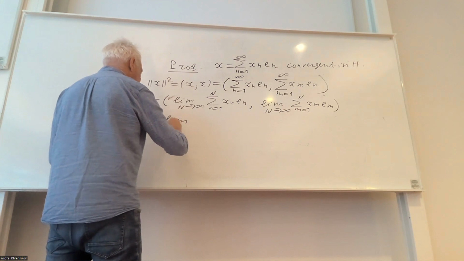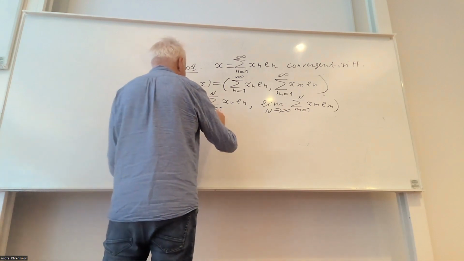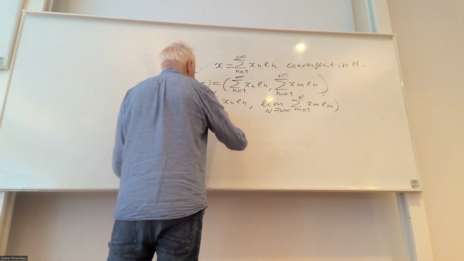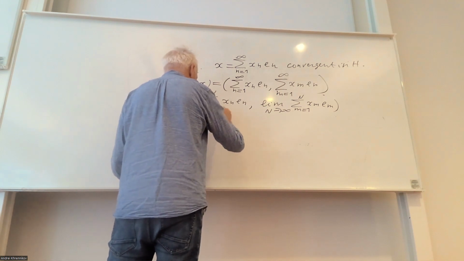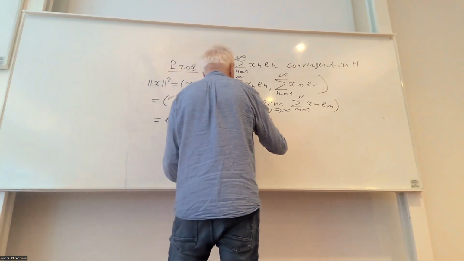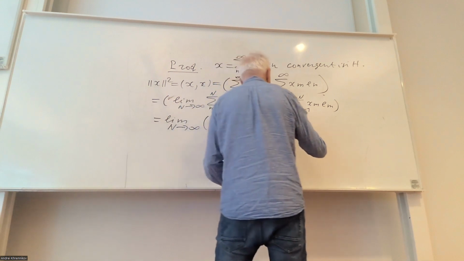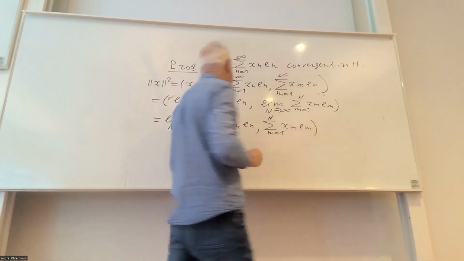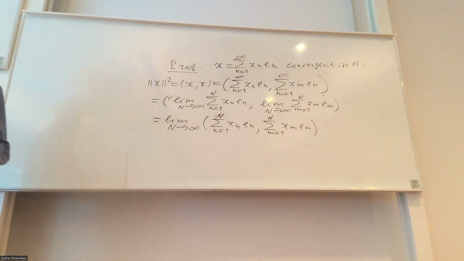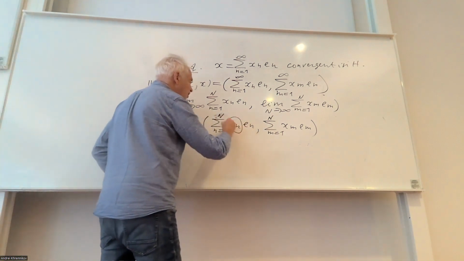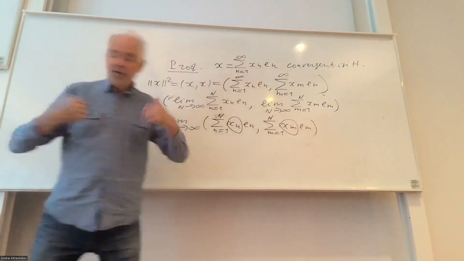Limit n to infinity. And here it's the sum of xn en, from 1 to n, xn, em. But now the scalar product is linear with respect to both arguments. So we can change the order of scalar product and sum. And moreover, Fourier coefficients can go out from the scalar product.